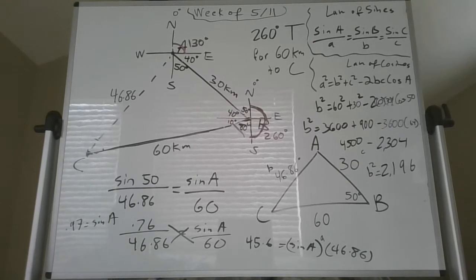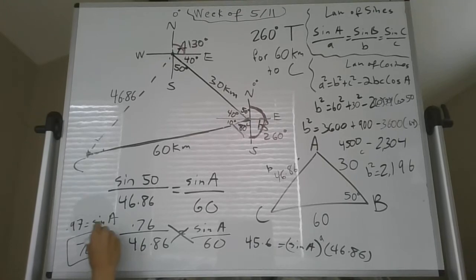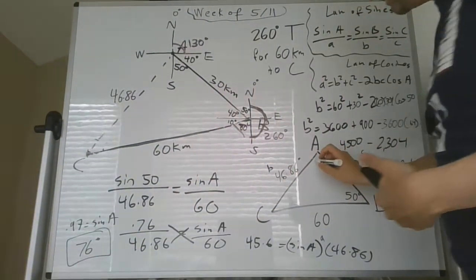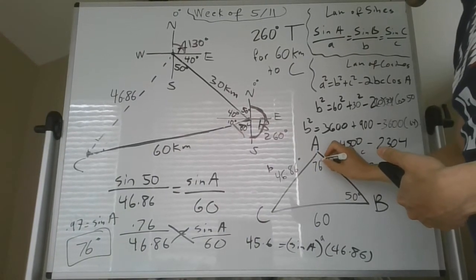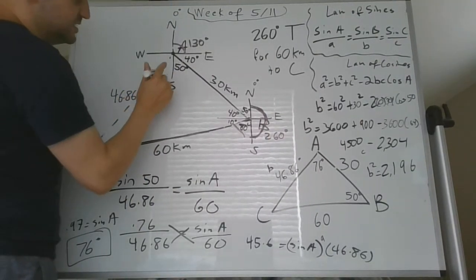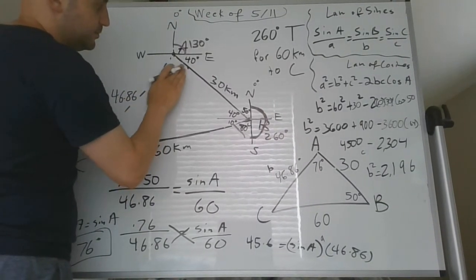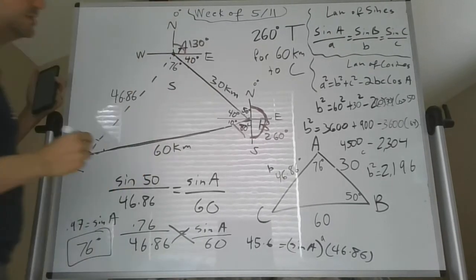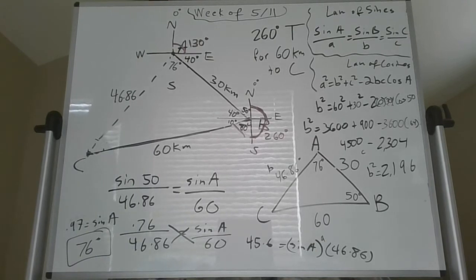So I'm going to now do the sine inverse of that. Sine inverse of 0.97 is going to give us about 76 degrees. So we just found out angle A is 76 degrees. Cool. So I'm going to put it here, 76 degrees. Now, can we figure out this one?